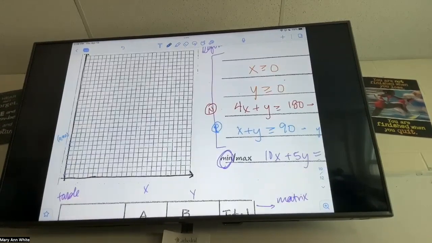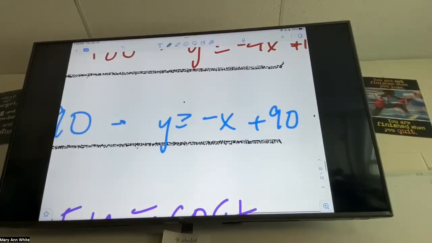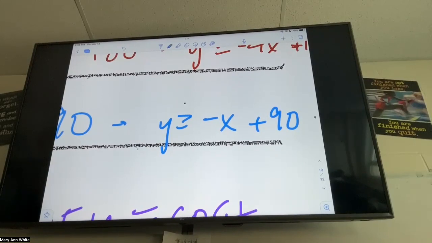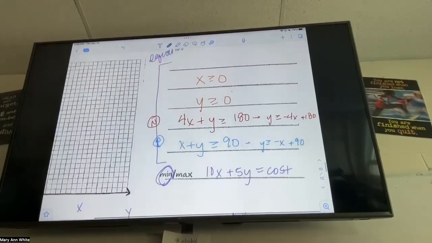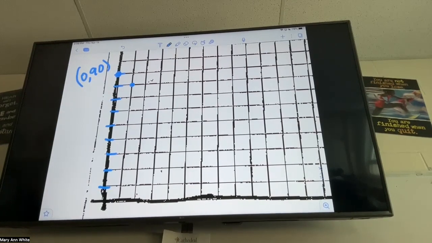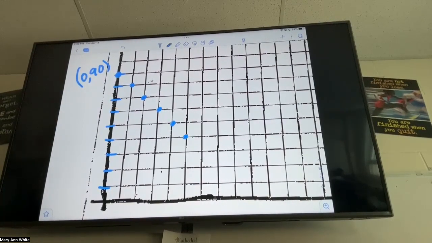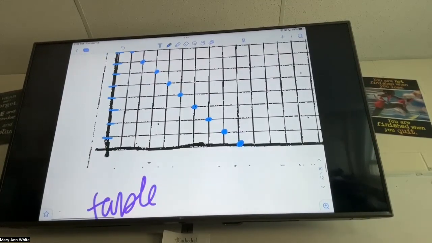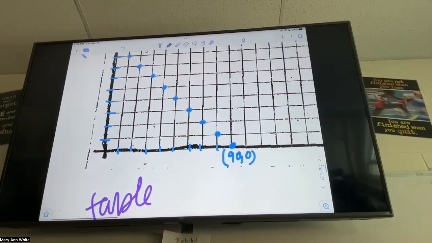Since it's in slope-intercept form, my slope is -1. So I'm going to go down 1 over 1, down 1 over 1 the whole time until I get to the other side. Down 1 over 1, down 1 over 1. And that's at 10, 20, 30, 40, 50, 60, 70, 80, 90 again. So that's at the point 90, 0.